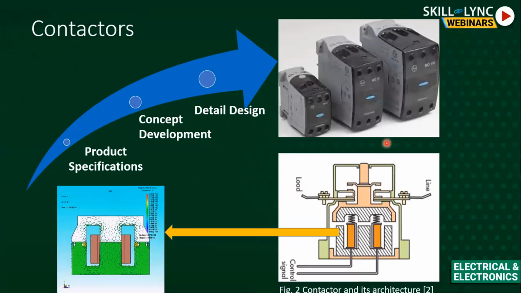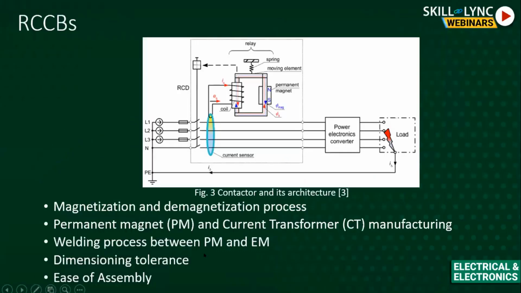And now I'll explain the next product, that is RCCB. This product I want to explain from the perspective of the manufacturing process, and how there are challenges from the engineer's side. So like I said, RCCBs are popularly used for leakage protection.